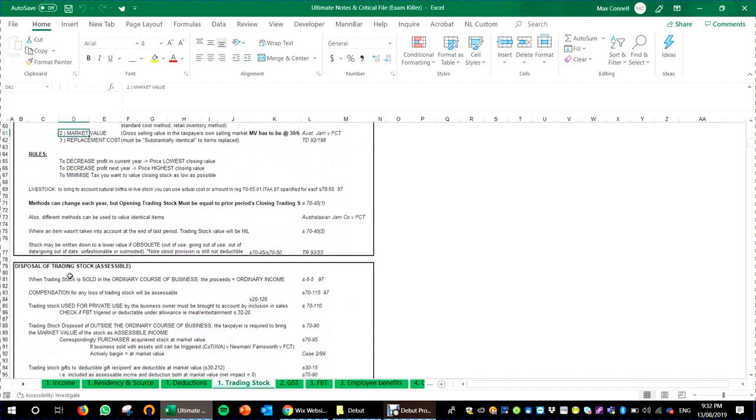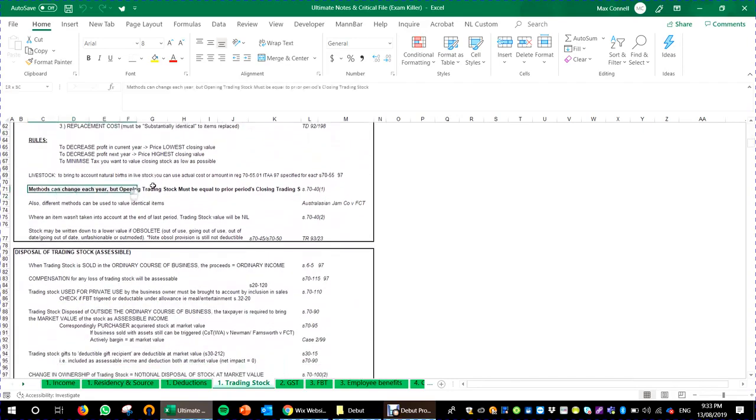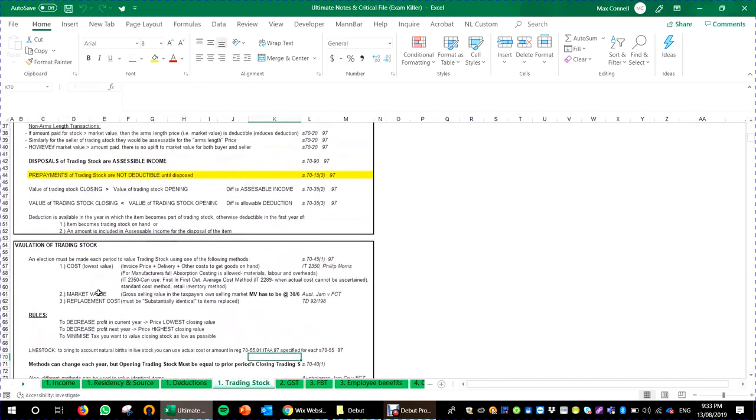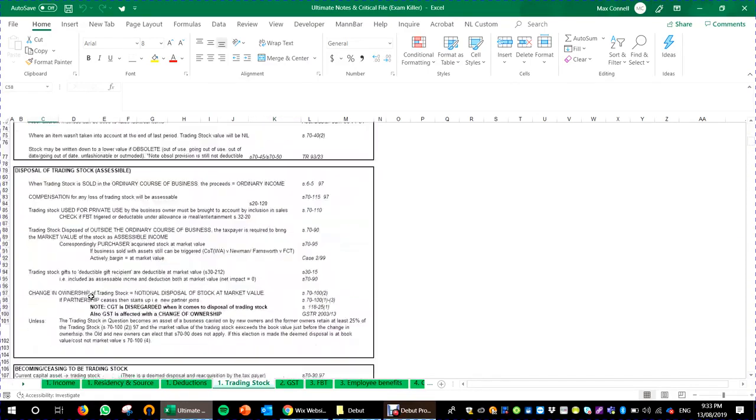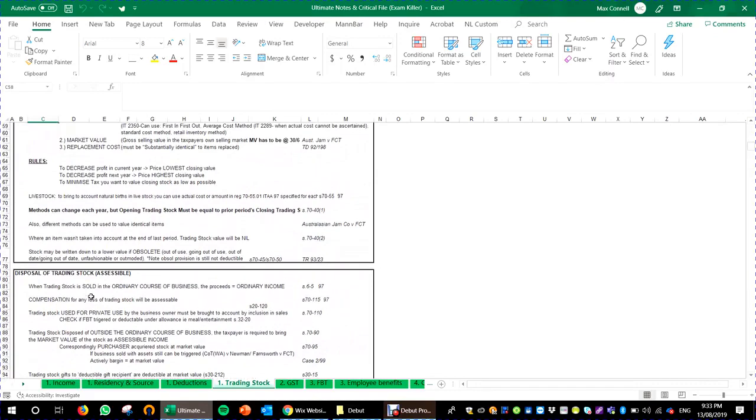Okay, so let's move on here. Methods can change each year, but opening trading stock must equal the prior period's closing stock, section 70-40. Hence why we keep getting this question in online quizzes. So what would be the appropriate method to minimize their taxable income? You choose cost mostly, but they'll give you different values and you have to work out which one's the lowest.